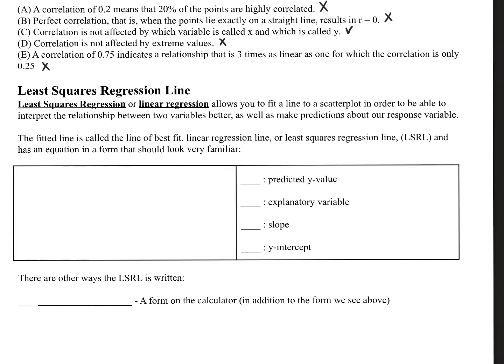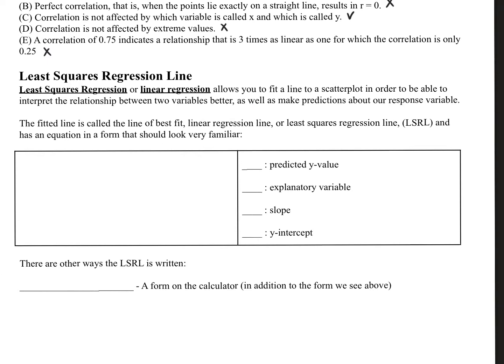So let's talk about our line of best fit, which is called the least squares regression line. Least squares regression, linear regression, line of best fit, all mean the same thing. It allows you to fit a line to a scatter plot in order to be able to interpret the relationship between two variables better, as well as make predictions about the response variable. It's called the line of best fit, linear regression line, or least squares regression line, which is going to be abbreviated LSRL.